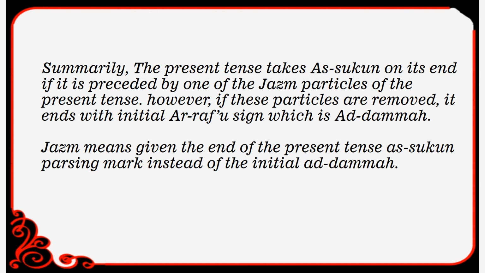Summarily, the present tense takes as sukun on its end if it's preceded by one of the jazm particles of the present tense. However, if these particles are removed, it ends with initial rafu sign, which is a dhamma. Jazm means giving the end of the present tense as sukun, parsing mark, instead of the initial dhamma.